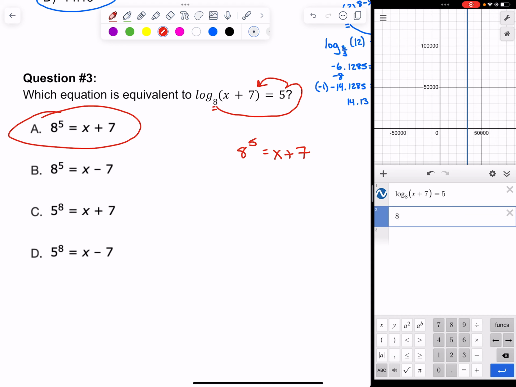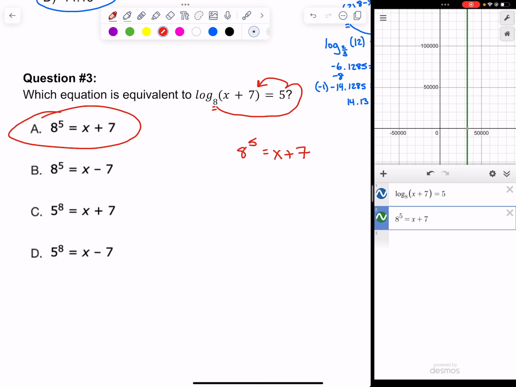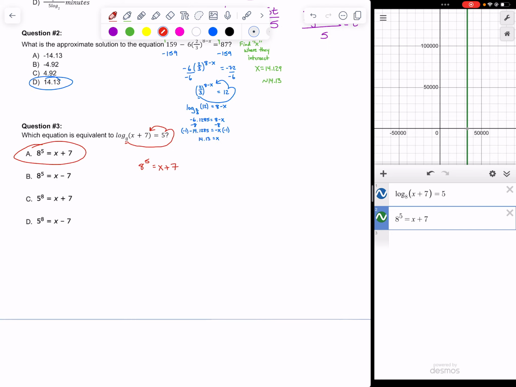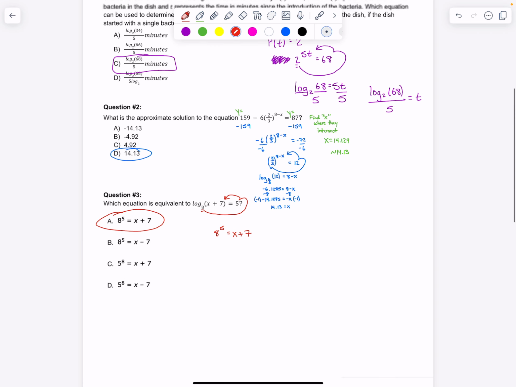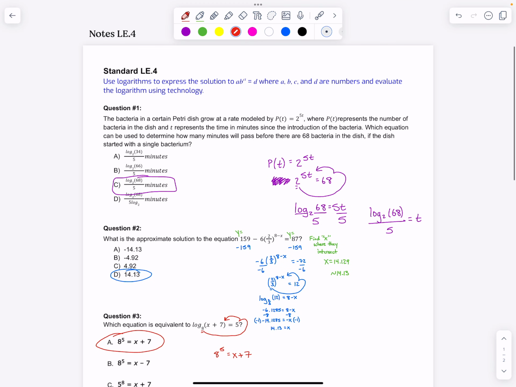And then let's type 8 to the 5th power equals x plus 7. And notice if I turn off the green, I see the blue one. And if I turn off the blue one, I can see the green one. So they're overlapping each other. So they are definitely equivalent, and the answer is definitely A. Okay, so that is it for standard LE.4.